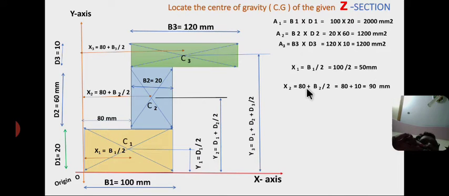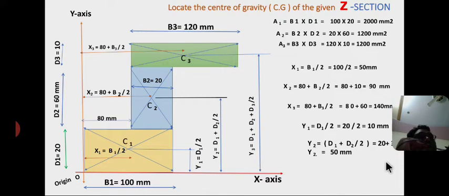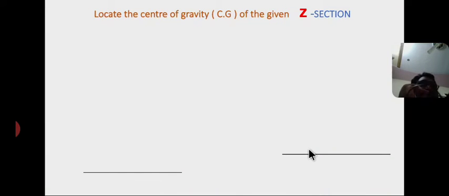From the figure, x1 equal to b1 by 2 equal to 50 mm, x2 equal to 80 plus b2 by 2 equal to 90 mm, x3 equal to 80 plus b3 by 2 equal to 140 mm, y1 equal to d1 by 2, that is 10 mm, and y2 equal to d1 plus d2 by 2 equal to 50 mm, and y3 equal to d1 plus d2 plus d3 by 2 equal to 85 mm. So in the next slide I will show the centroid formula.